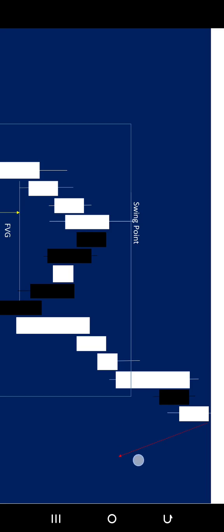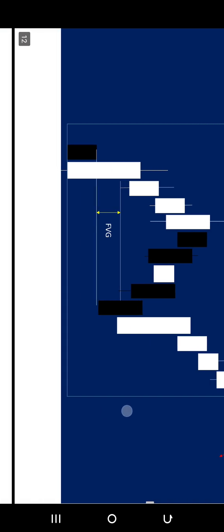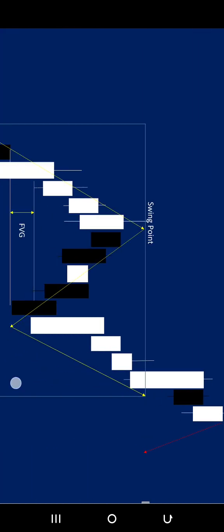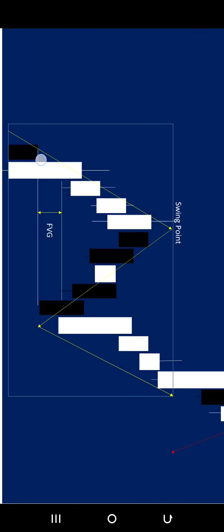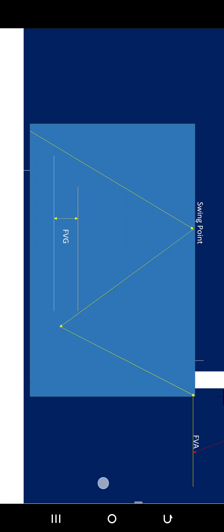Now this area is called what? Fair value area. Another swing, another strong point in market. Now look at the three pattern. It goes up, it comes down, it goes up. This is what? Fair value area. Fair value has been offered here. Okay.